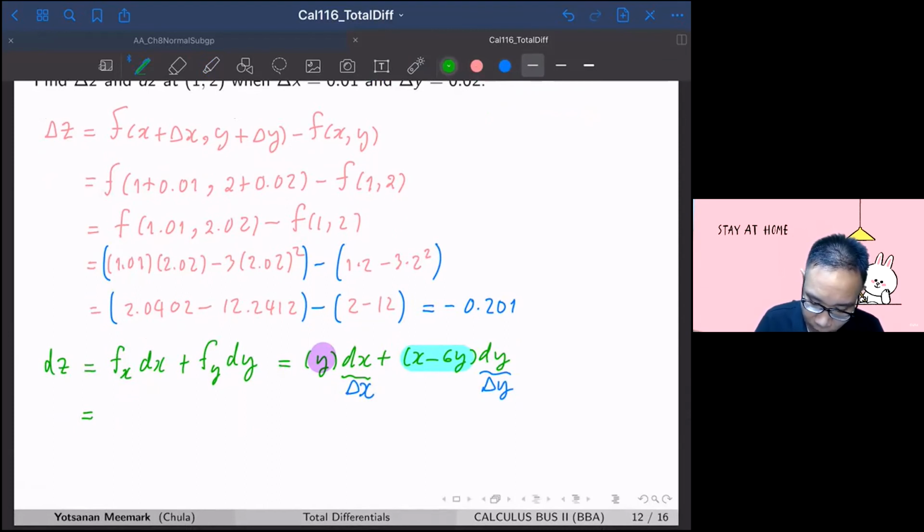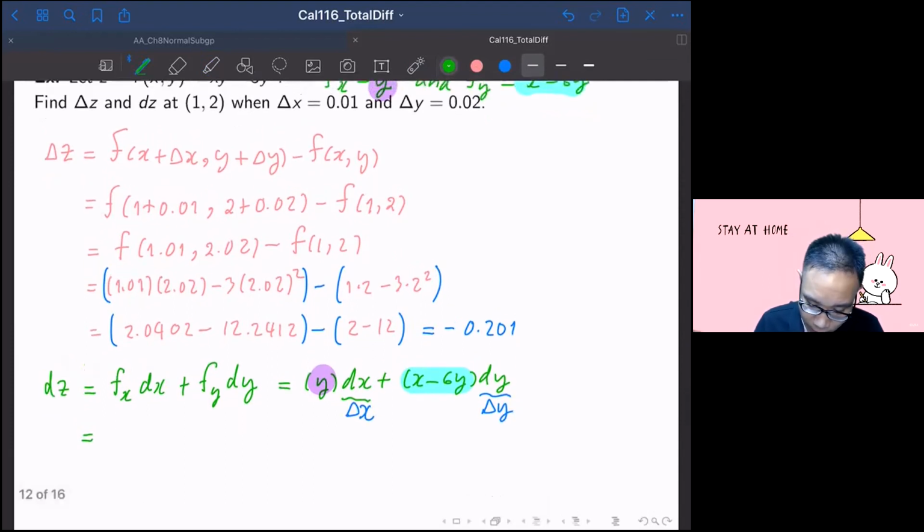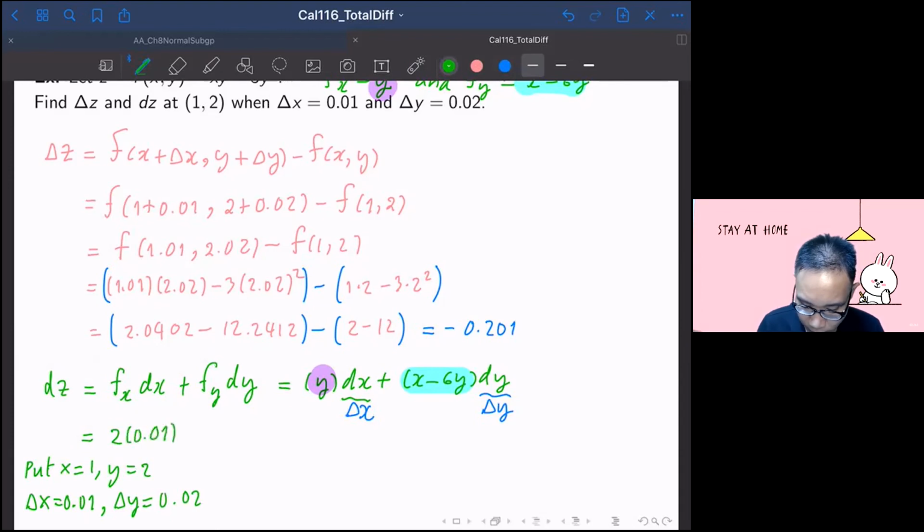So you're going to put x equal to 1, y equal to 2. Let me write them. So you're going to put x equal to 1, y equal to 2, and delta x equal to 0.01, delta y equal to 0.02 into this equation in order to obtain dz. So you're going to have 2, and delta x is 0.01, plus x is 1 minus 6 times 2, and delta y is 0.02.